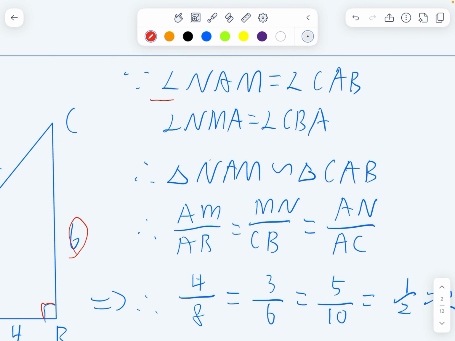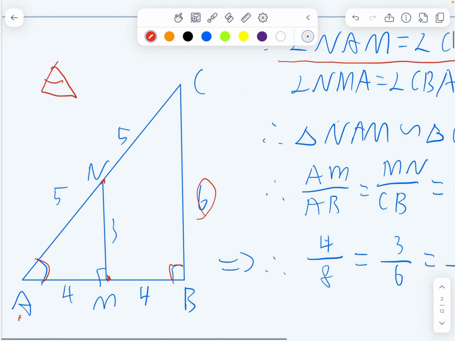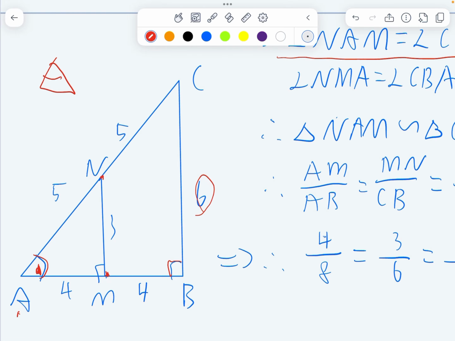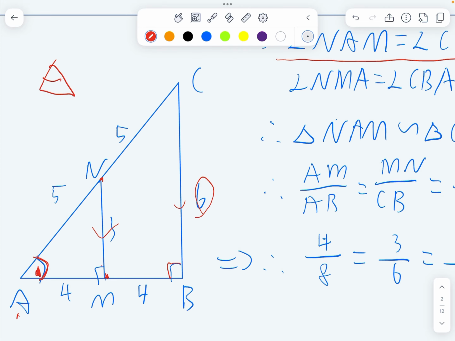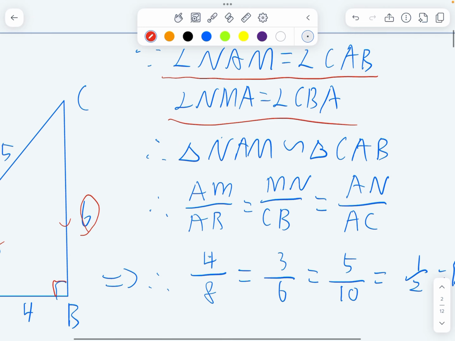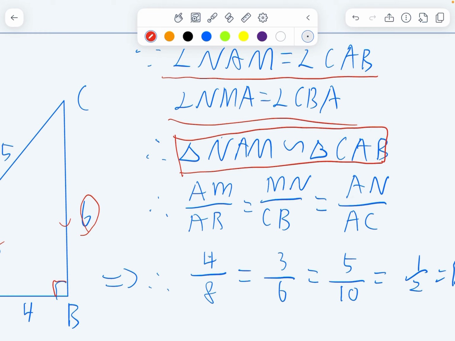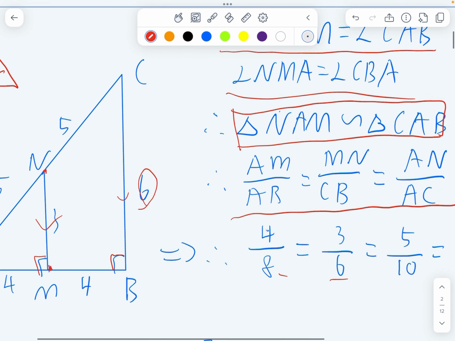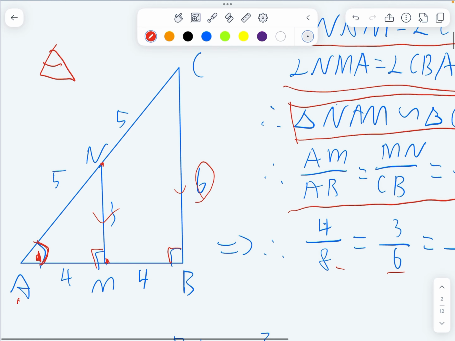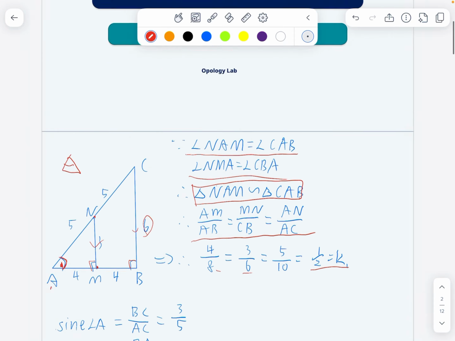If the angle AMN equals the angle CAB, that means this angle equals 90 degrees, so we can directly get that triangle AMN is similar to triangle ACB. So we can also write down the three pairs: 4 over 8 equals 3 over 6 and 5 over 10, so the ratio equals 1 over 2.